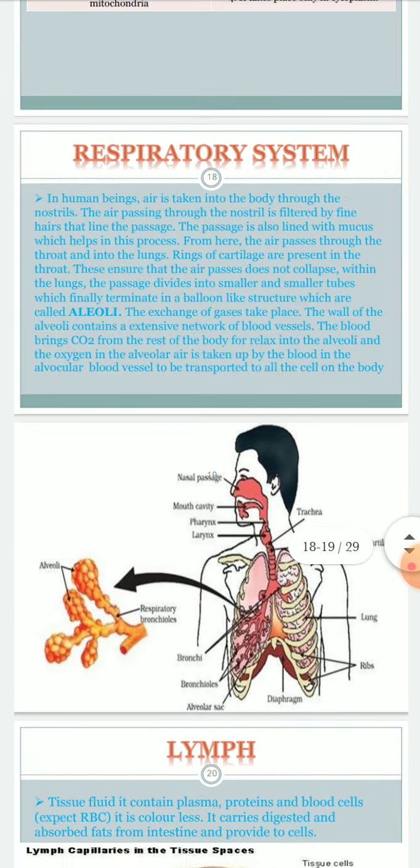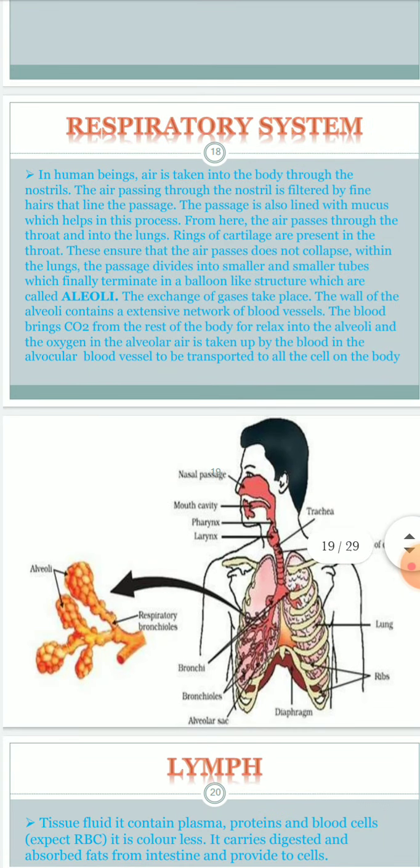So, the respiratory system in humans. I'll give you a basic understanding of what it is. Basically, in the respiratory system, it starts from the nostrils, that is in the nose, and then from the nostrils it passes on to your throat. Before going to the throat, it passes through the hairs that line the passage, that is the nostrils here, and the passage is also lined with mucus, which helps in the passage of air from the nostrils to the throat.